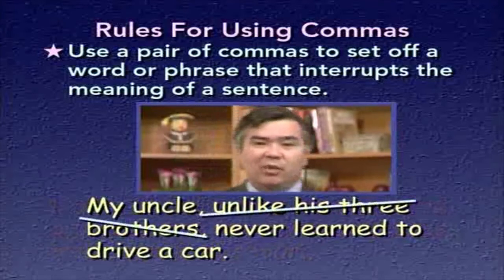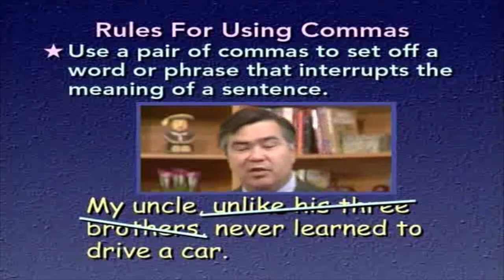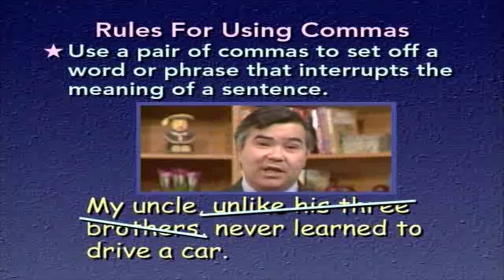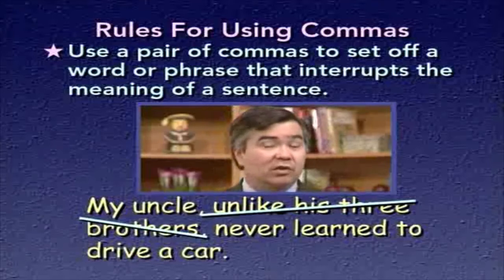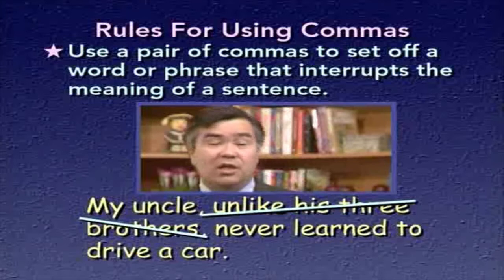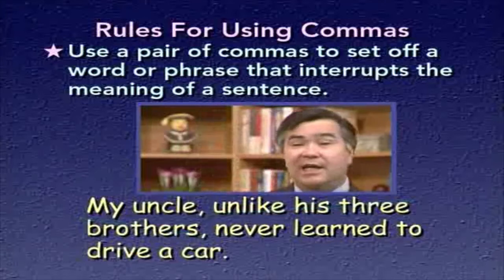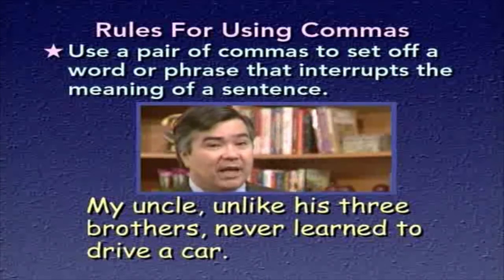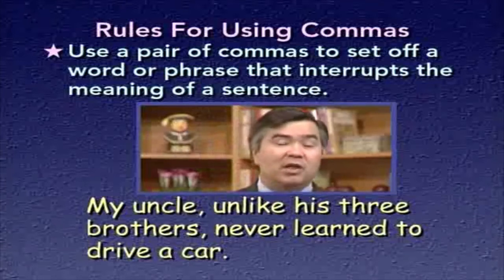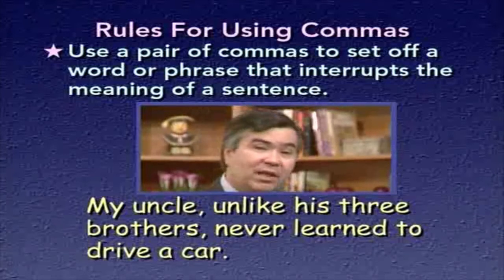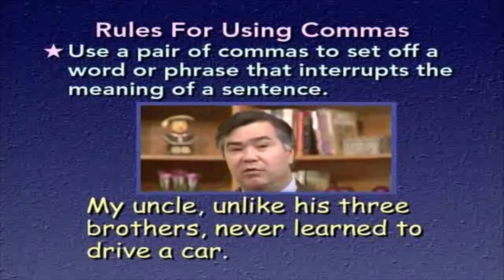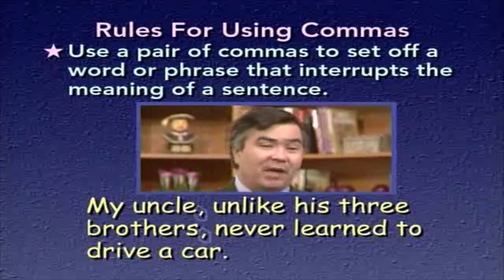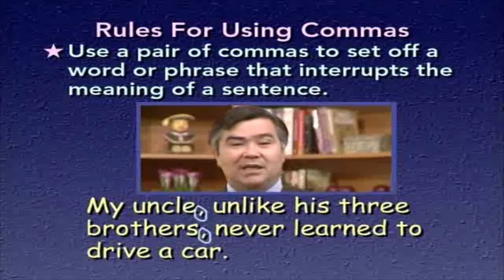When we eliminate the words "unlike his three brothers," the sentence still means the same thing and still makes sense. My uncle never learned to drive a car. Those interrupting words, unlike his three brothers, give a little more information and add an interesting fact, but they're not strictly necessary. So we consider that an interrupting group of words which ought to be set off by a comma at the beginning and a comma at the end.